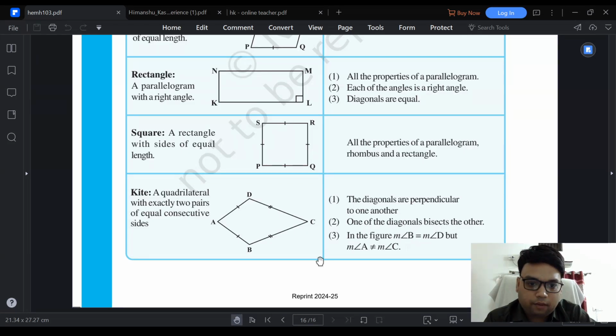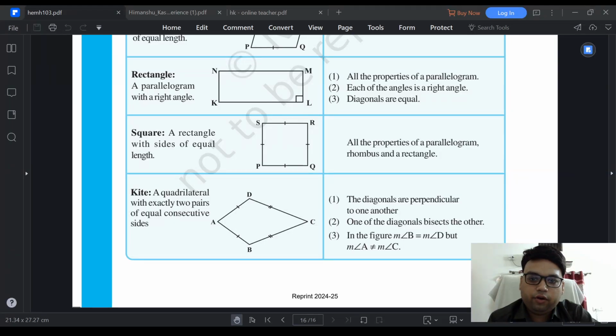In the figure, angle M equals angle D, but angle A doesn't equal angle C. Kite is explained as the quadrilateral with exactly two pairs of equal consecutive sides. So you need to revise these at home, then you will become an expert in such questions.